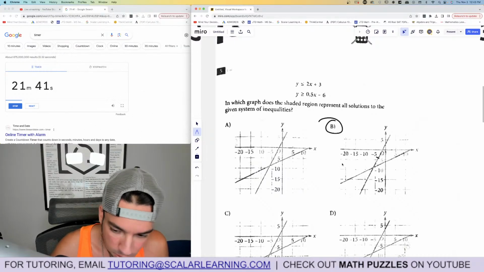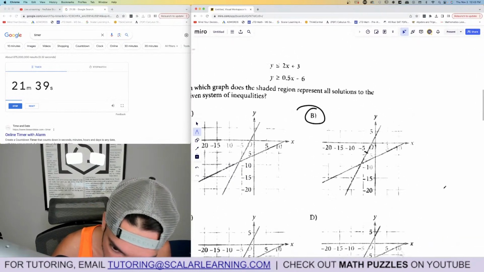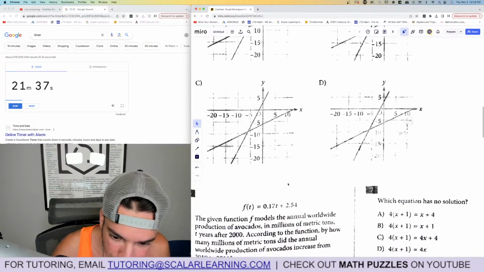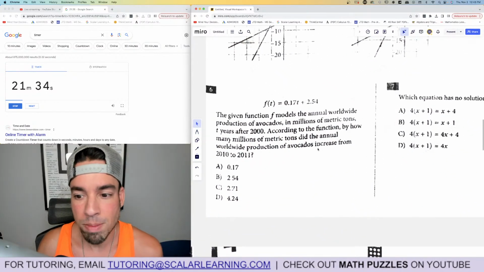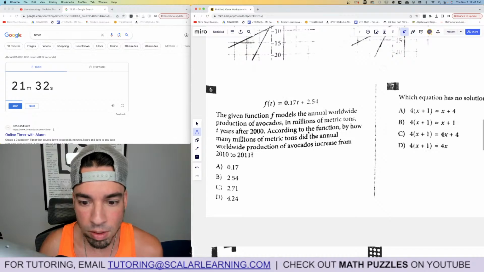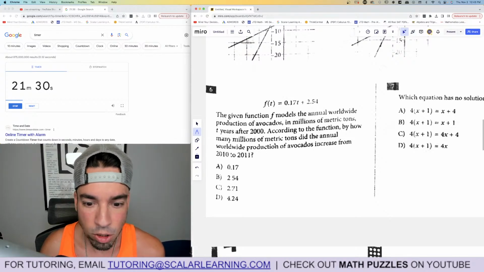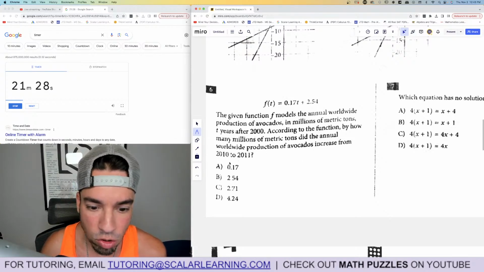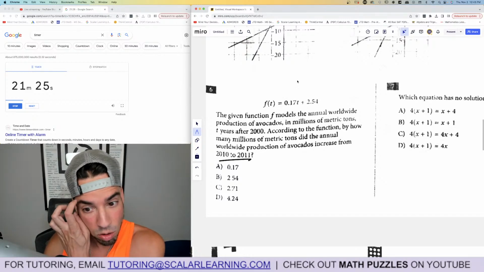All right, boom. Minimize that. All right. Oops. Let me zoom out. All right, let's go to the next. Number 6. The given function f models the annual worldwide production of avocados in millions of extra. According to the function, by how many millions did the annual worldwide production increase from 2000? Okay, so it's per year, right? So it's just the slope.